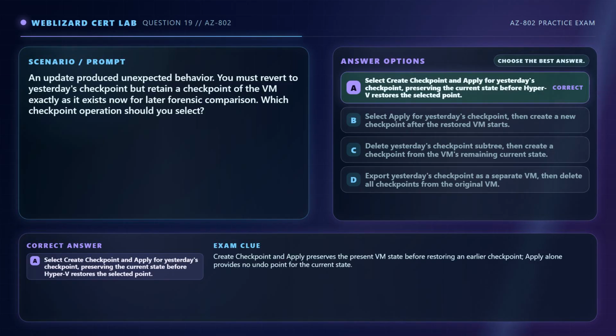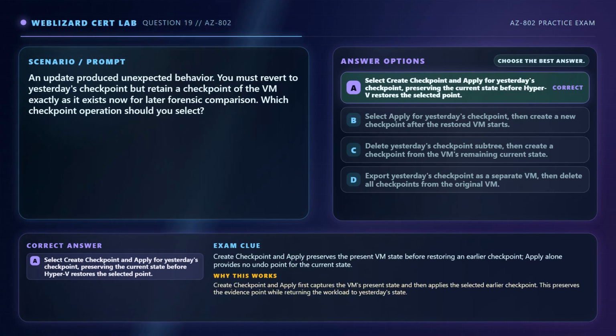The correct answer is A. Select Create Checkpoint and Apply for yesterday's checkpoint, preserving the current state before Hyper-V restores the selected point. Create Checkpoint and Apply first captures the VM's present state, and then applies the selected earlier checkpoint. This preserves the evidence point while returning the workload to yesterday's state. Create Checkpoint and Apply preserves the present VM state before restoring an earlier checkpoint. Apply alone provides no undo point for the current state.